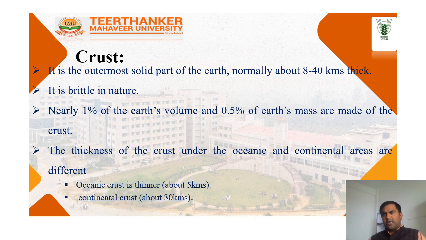Out of the crust, mantle and core, 1% of the total earth volume is covered by the crust. The crust is also of two types: one is the ocean crust and the second is the continental crust. The thickness of the ocean crust is about 5 kilometers, and the thickness of the continental crust is about 30 kilometers.